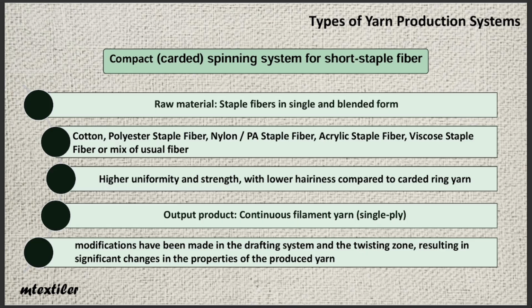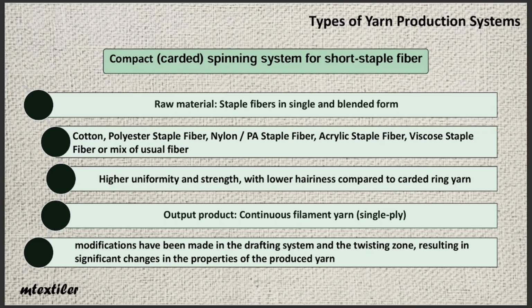Now let's review its features. Raw material: staple fibers in single and blended form. Yarns producible in this system: cotton, polyester staple fiber, nylon, PA staple fiber, acrylic staple fiber, viscose staple fiber, or a mix of usual fibers. Advantages: higher uniformity and strength, with lower hairiness compared to carded ring yarn. Output product: continuous filament yarn, single ply.